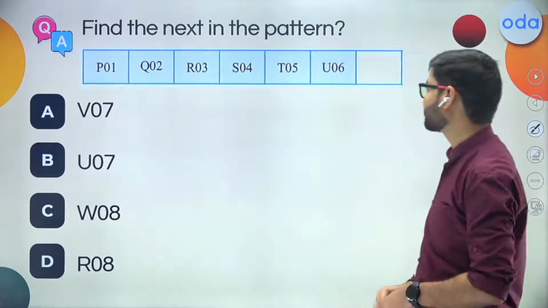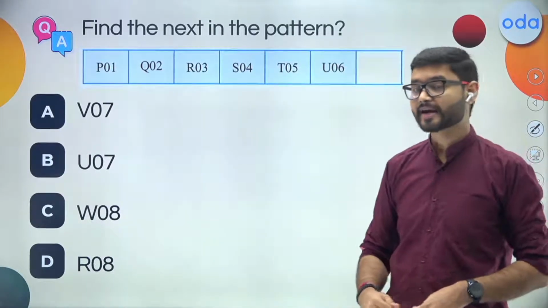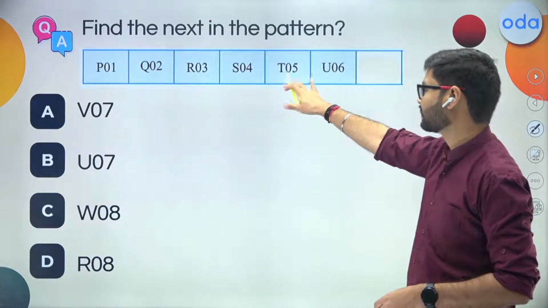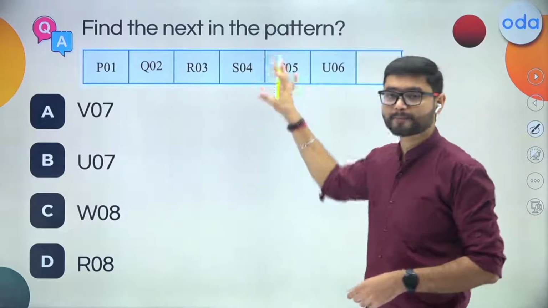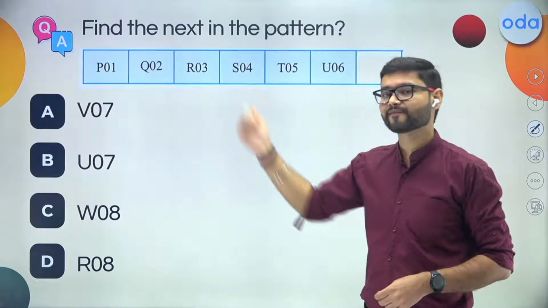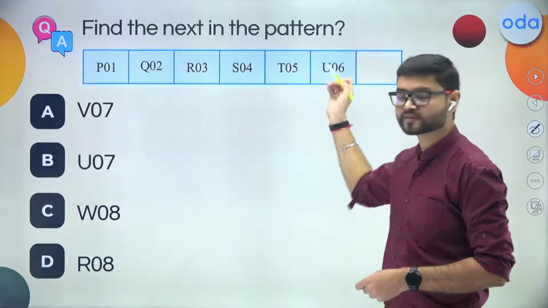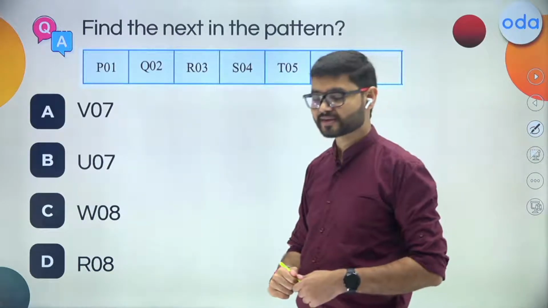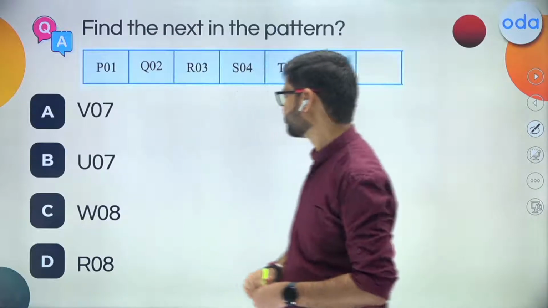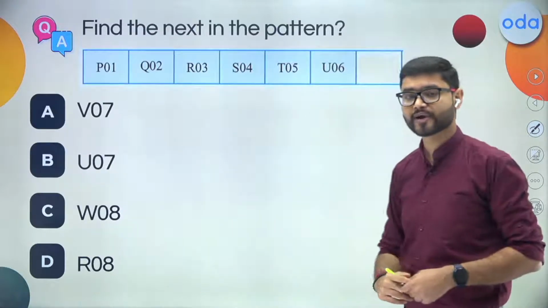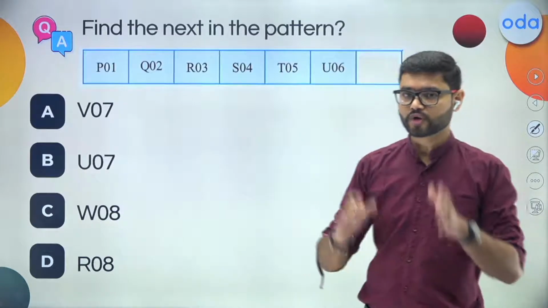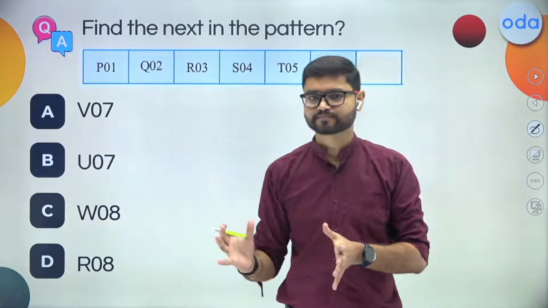Find the next in the pattern. Again, I have a pattern question for you. You have to understand that this pattern is alphanumeric, because alphabets and numbers both are involved. So what do you have to do? You know the strategy already. I have told you the strategy: focus on one kind at a time.